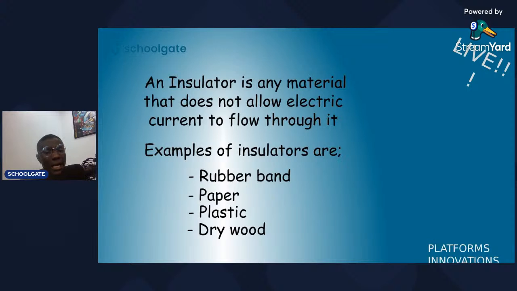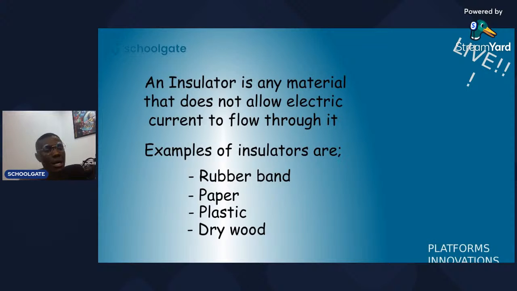On the other hand, insulators are those materials that do not allow electric current to flow through them. Examples of insulators include a rubber band.